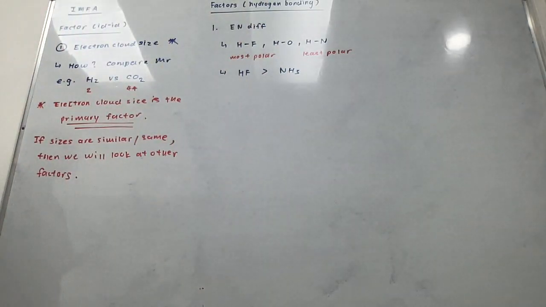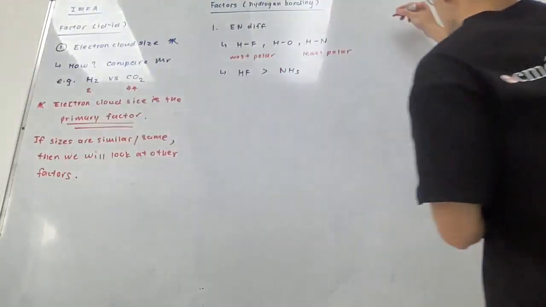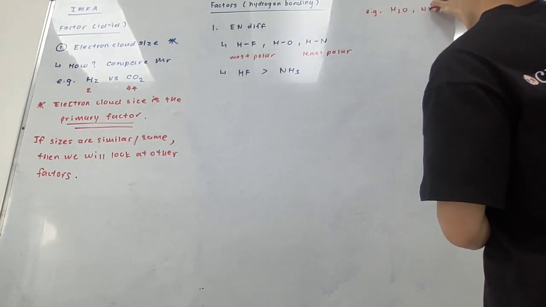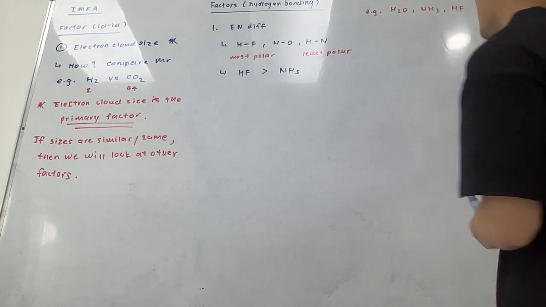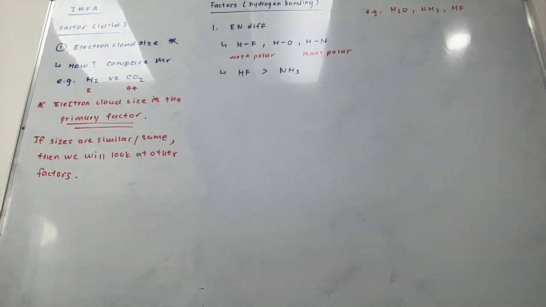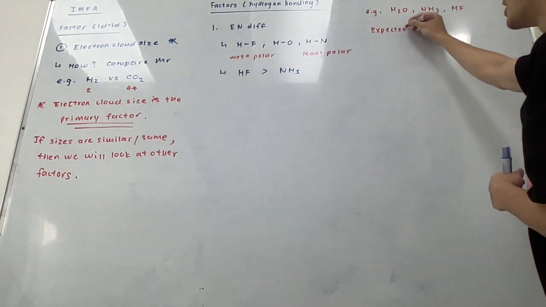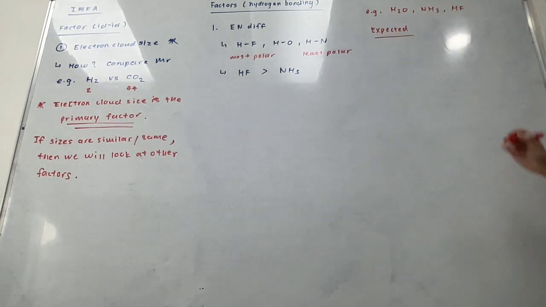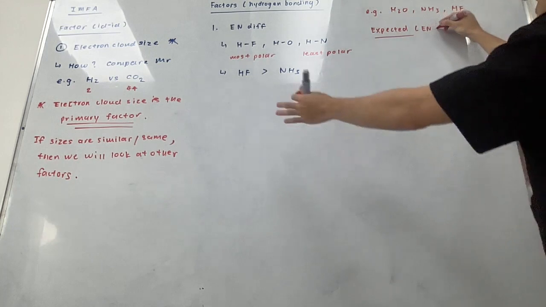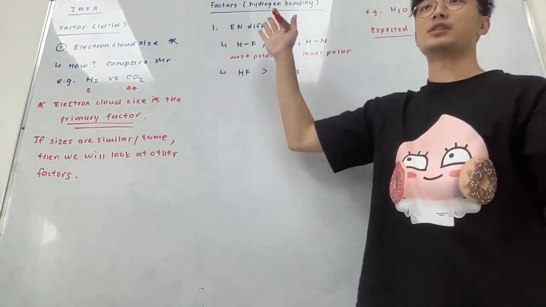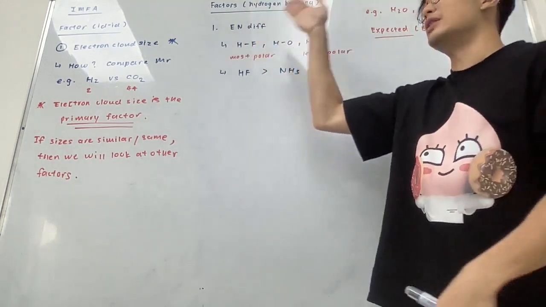I'm going to give you 3 different structures, and I need you to try to arrange their boiling points. I'm going to write it at the side here. For example, I have water, NH3, and HF. I want you all to arrange them in increasing order. This is what we can theorize, our expected ranking. Our expected ranking is just based off the idea of electronegativity difference, because hydrogen bonding is only these 3 bonds. So this should be the only factor.